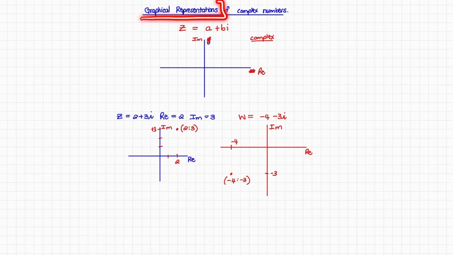So that is how we can graphically represent complex numbers, by replacing the x-axis with the real value of the complex number and the y-axis with the imaginary value.